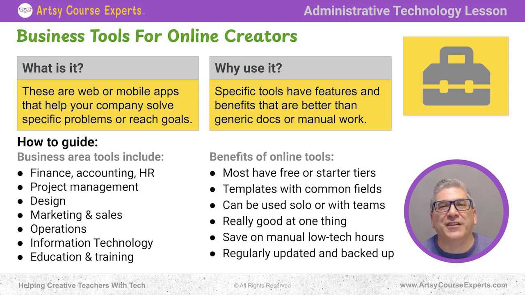So let's summarize. Here are the top things you need to know when picking out tools for your online training business. You're going to want to think about all the departments, okay? Finance, project management, design, marketing, sales, operations, IT, and of course, education. You're going to pick and choose and watch your budget. You're going to say, what tools do I need? You don't want to have 100 tools, right? Pick out the best 5, 10 tools and use them.